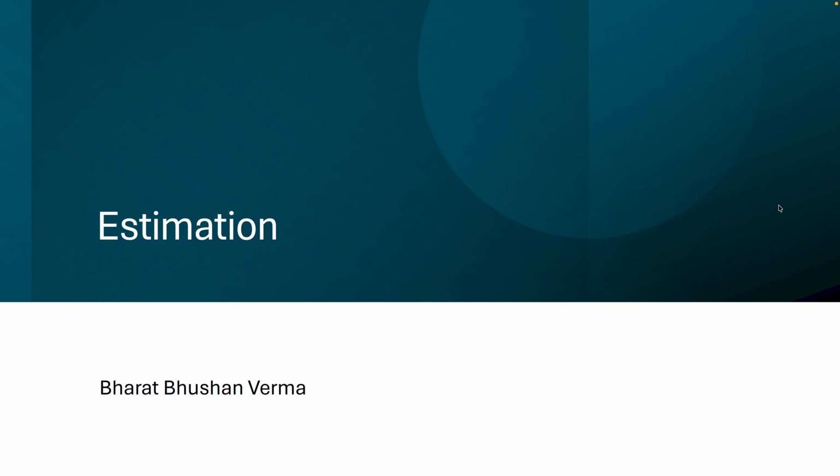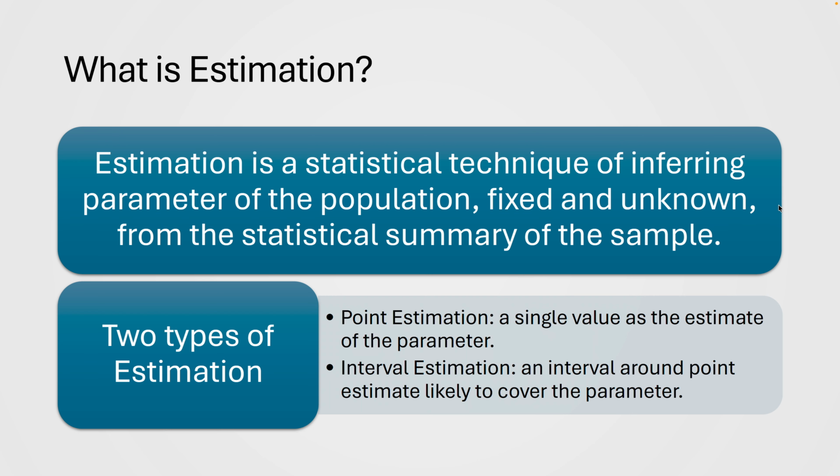Let us talk about estimation. What is estimation? Estimation is a statistical technique of inferring the population parameter, which is typically fixed and unknown, from the statistical summary of the sample. The population parameter could be mean, proportion, or variance.